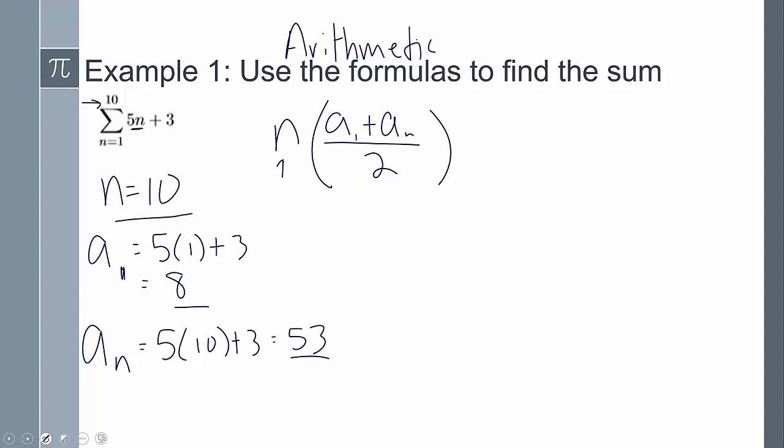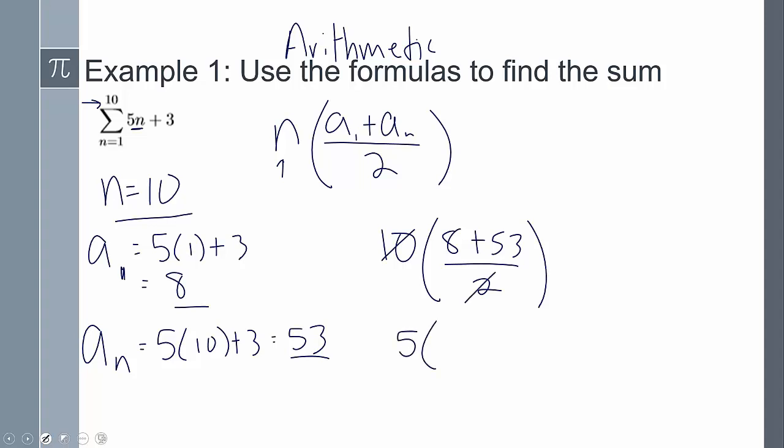So I have all three values, so now I can just plug it into the formula. So you get 10 times, now my first value, 8, plus my nth term, which is 53, all of that over 2. Now we just enter that in our calculator. Now you can kind of simplify it a little bit, right? The 10 and the 2 can cancel out, so we get 5 times 8 plus 53. We can combine those together, and so that's going to give us 61. So now we just get 5 times 61. Now we can enter that in our calculator, and that's going to give us 305.